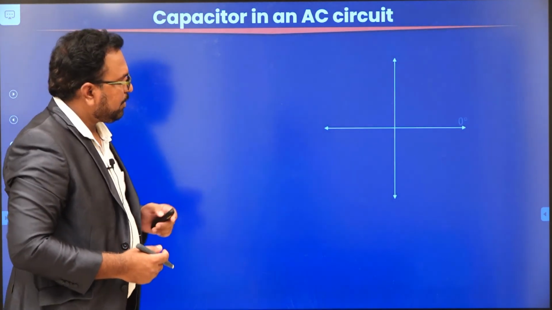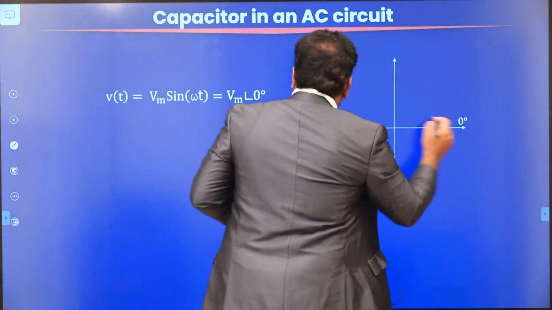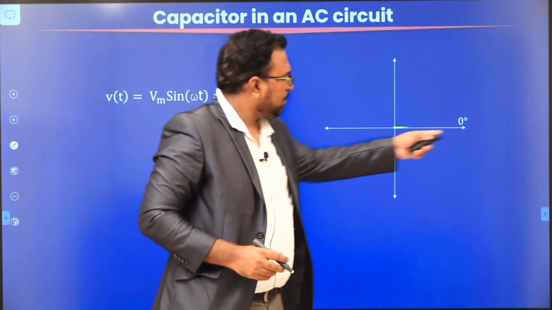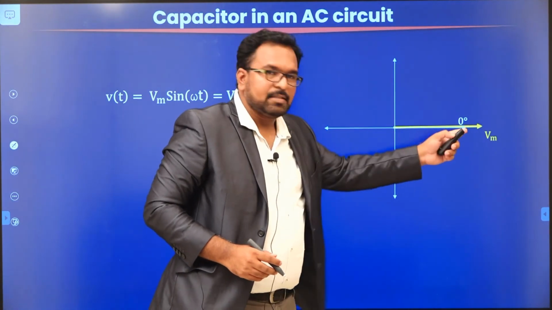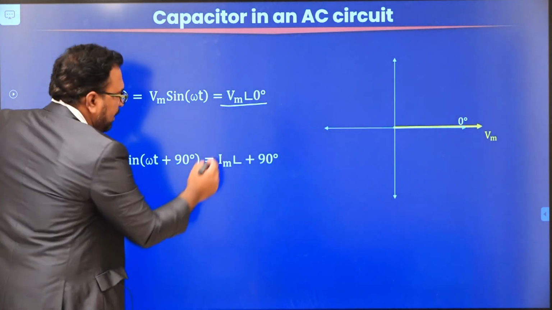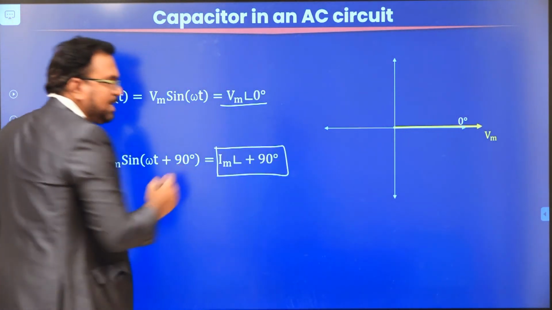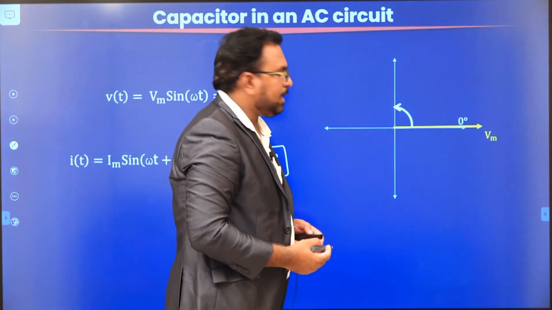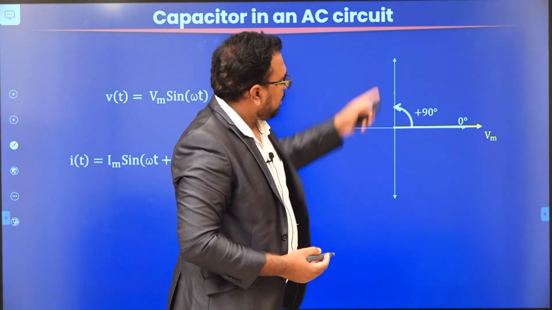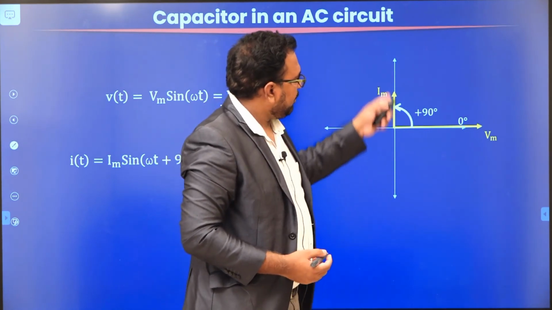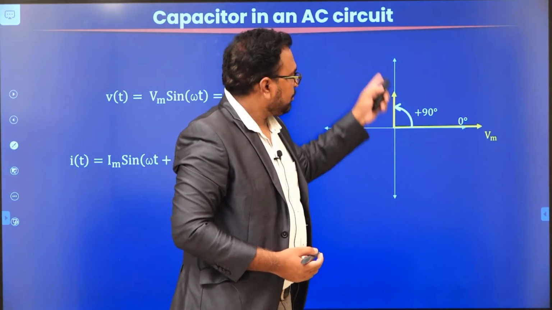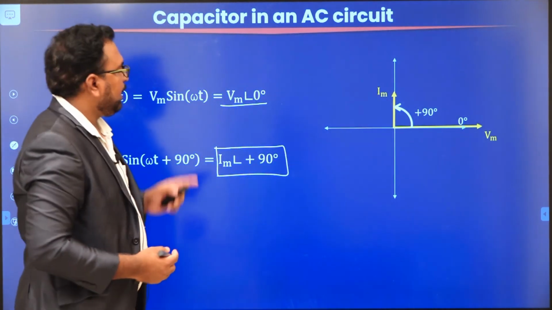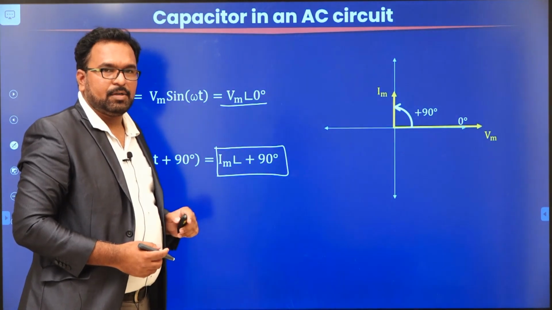Coming to the phasor notation, along 0 degrees, because the considered voltage is Vm sin omega t, it will always be along the x-axis, the 0 degrees axis. But what about the current? Current is Im at an angle of plus 90. Plus 90 means it has to rotate counterclockwise or anti-clockwise. So the Im vector will be along the positive y-axis. So this is the phasor diagram of a pure capacitor when you apply AC voltage.